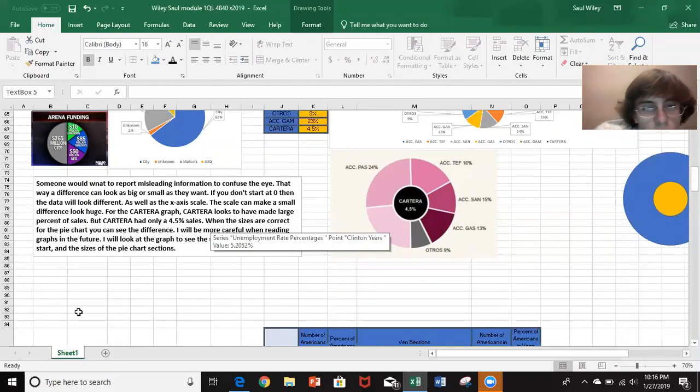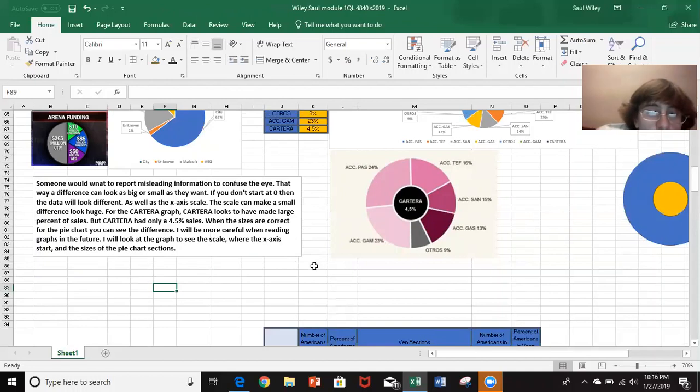I will be more careful when reading graphs in the future. I will look at graphs to see where the x-axis starts and the size of the pie chart section.